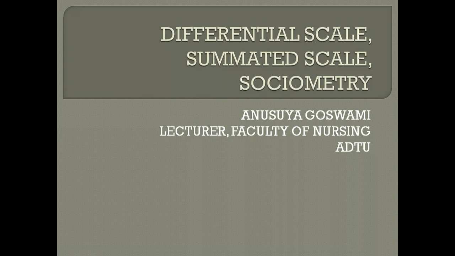So today I'll be talking about differential scale, summated scale, and sociometry. Yesterday I was explaining to you all about attitude scale, anecdotal record, and critical incident record, right? In that attitude scale, there are different types of scales. Differential scale and summated scale are two types of attitude scale.